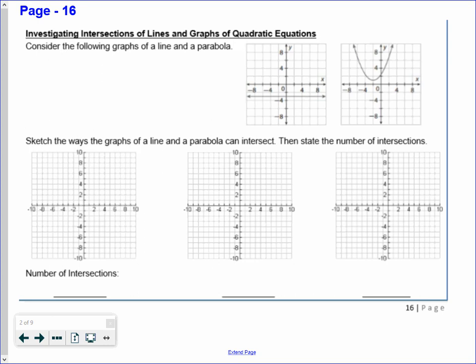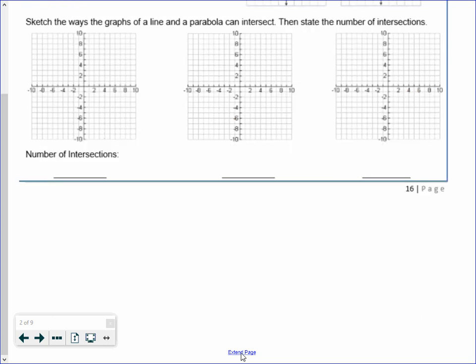If you look at these two graphs over here on the right, we have a straight line and we have a quadratic. There are going to be three different ways for the quadratic and that linear line to intersect. Let's say we have our parent function of the quadratic right there. We could have one line that goes straight across just like that, and it would have two intersections.